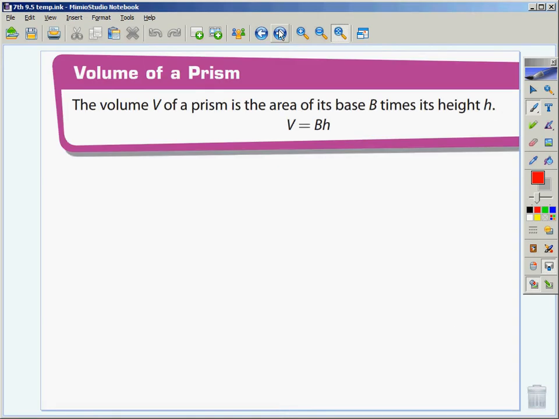So, we're going to talk about volume today, and the first thing you learn with volume is a new what? Formula. A new equation, a new formula to use. You need to make sure that you have that formula written down in your notes. Take the time to write everything that you see up here. The volume of a prism, V equals B times h. Write it down just like you see it.